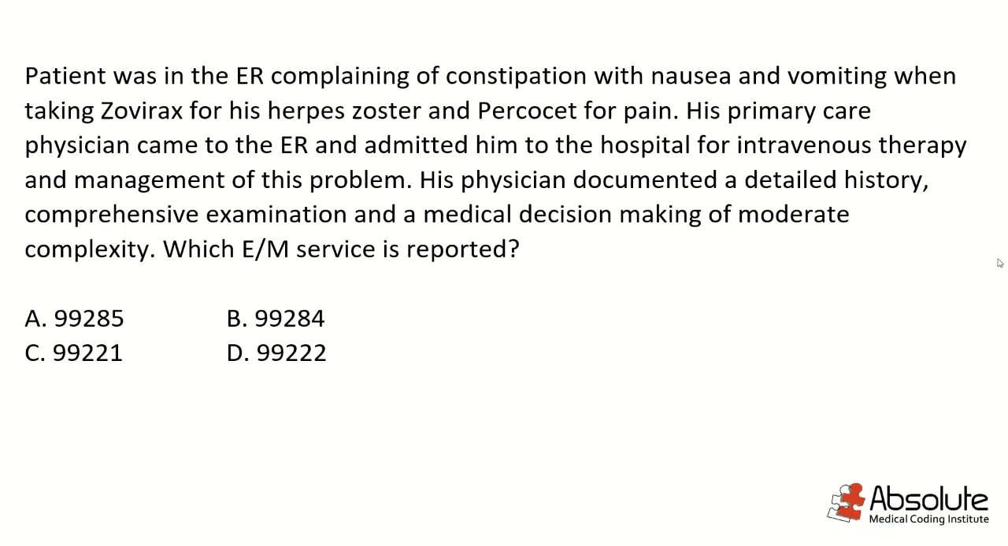Patient was in the ER complaining of constipation with nausea and vomiting when taking Zovirax for his herpes zoster and Percocet for pain. His primary care physician came to the ER and admitted him to the hospital for intravenous therapy and management of this problem. His physician documented a detailed history, comprehensive examination, and a medical decision-making of moderate complexity, which E&M services reported. And we're going to give you 2 minutes and 30 seconds, and you may begin now.